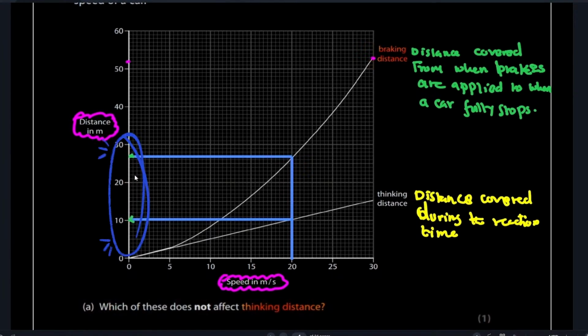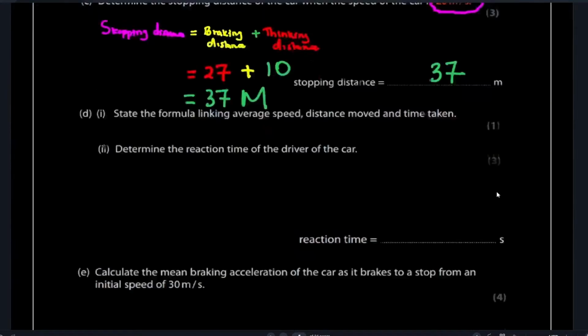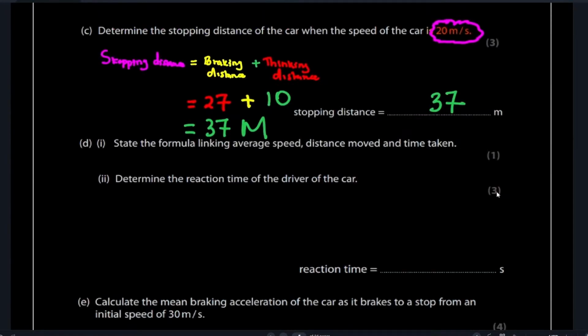We read this point here, and also at this point here is 27. So 27 is the braking distance and the 10 is the thinking distance. So for us to get the stopping distance, we're going to add the two distances together, and that's going to translate to 37 meters. State the formula linking average speed, distance moved, and time taken.